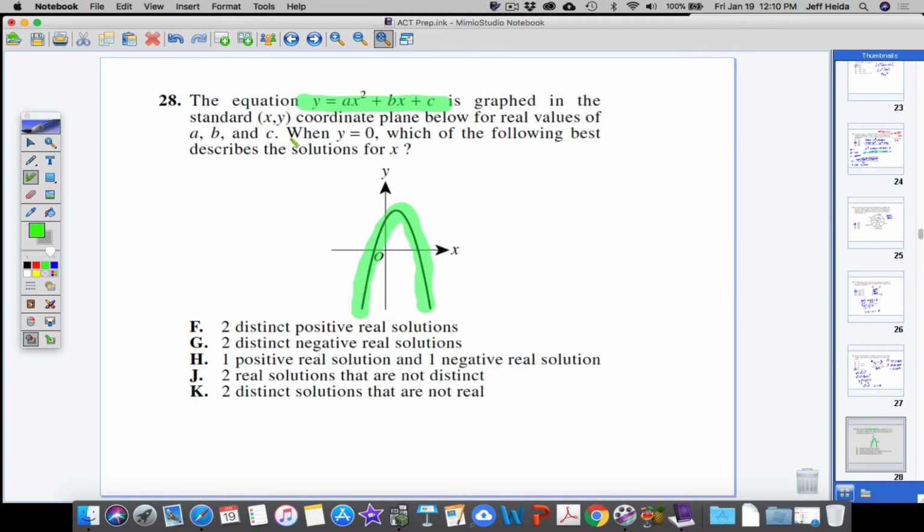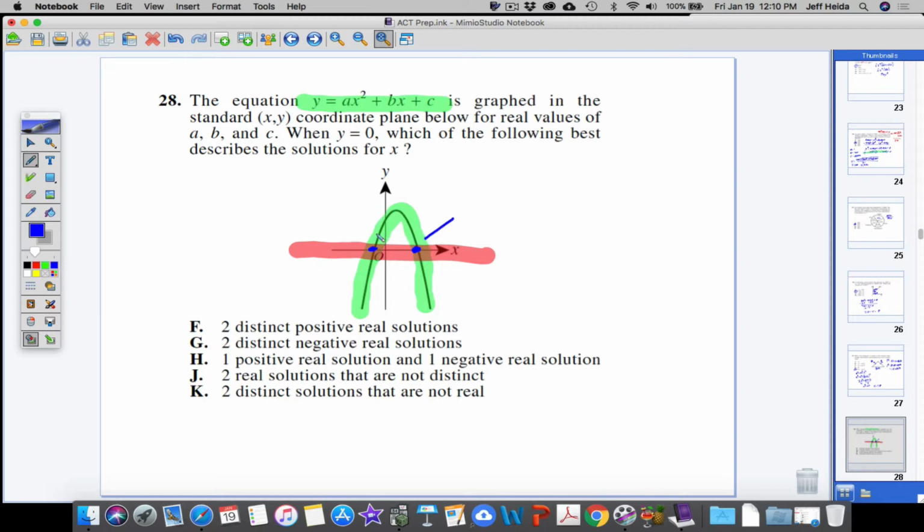So for all real values of a, b, and c, when y is 0, which of the following best describes it? When y is 0, that means you're on the x-axis. So what that really means is these two points. Those are called the zeros of the function because that's where y is equal to 0.